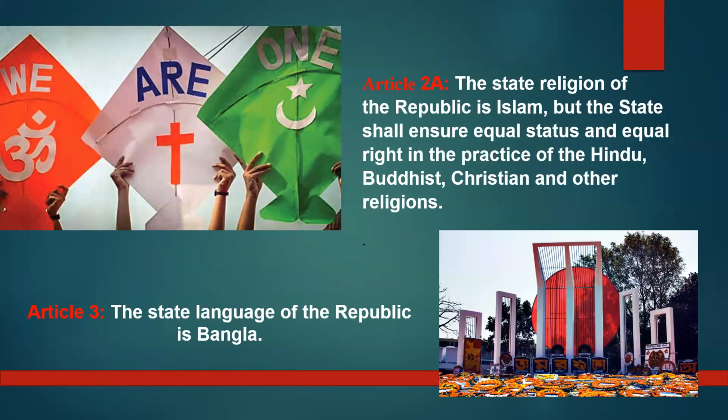In 2011, Article 2A was included in our Constitution through the 15th Amendment, declaring the state religion to be Islam. Although Article 2A further explains and emphasizes the equal status and equal rights for people of all religions, this article has been criticized by many, suggesting that it is contrary to secularism, one of the fundamental principles of our Constitution mentioned in the preamble.